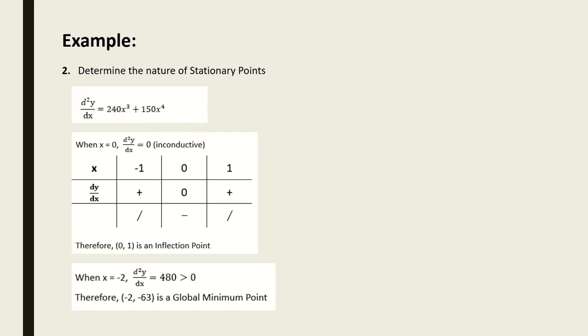And when x equals negative 2, the result is 480, which is bigger than 0, which means that the original function has a minimum there, showing a positive trend curve. And the point (negative 2, negative 63) is the global minimum point.